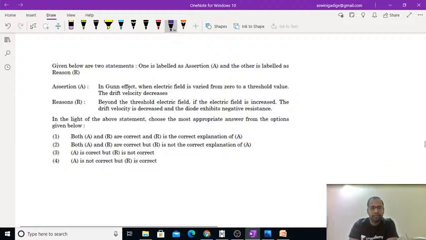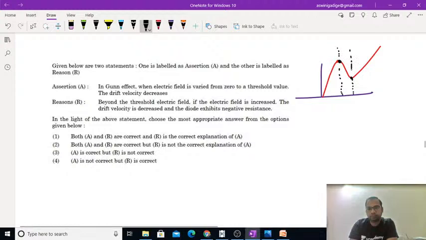So here assertion and reason is given. So Gunn effect is nothing but a Gunn diode. You will be having like this. The VI characteristics we will get like that. So from here and here, we can tell that it is a threshold.